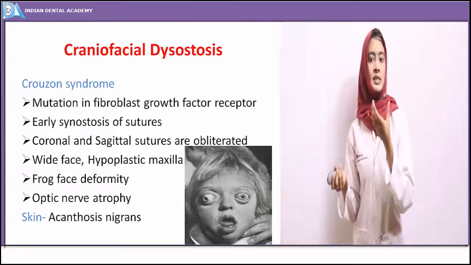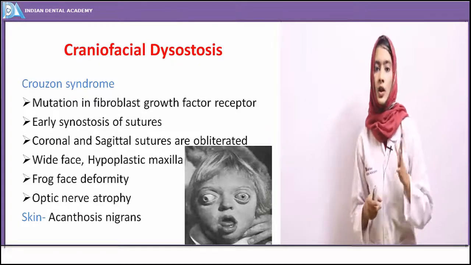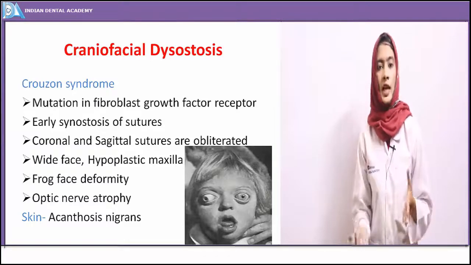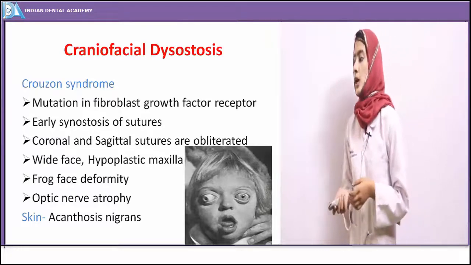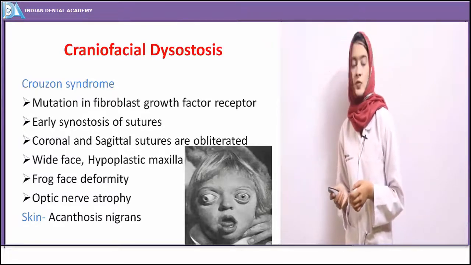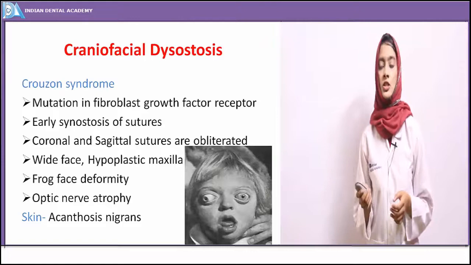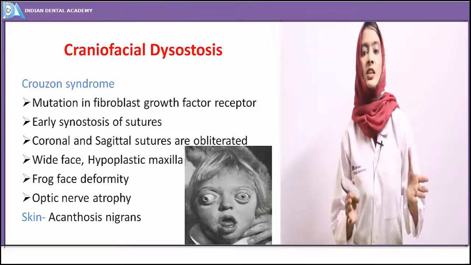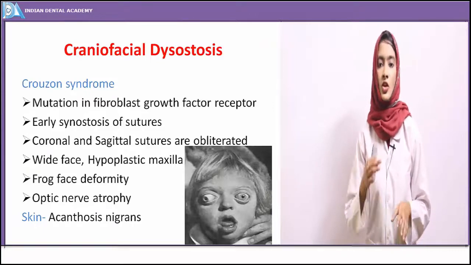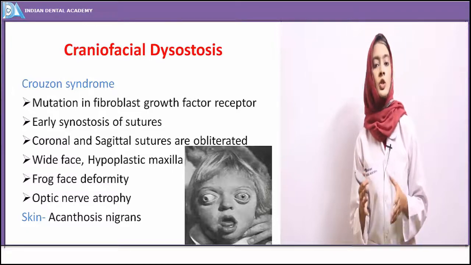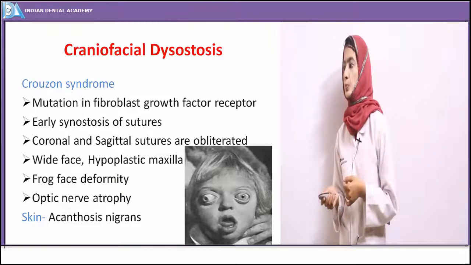And the maxilla is hypoplastic. The mandibular growth is not affected, but it appears prognathic because of the hypoplastic maxilla. That is called relative prognathism. Optic nerve atrophy is seen because of the early involvement of the sutures. And the characteristic dermatologic manifestation for Crouzon syndrome is dark colored skin. Acanthosis nigricans is a manifestation of Crouzon syndrome.